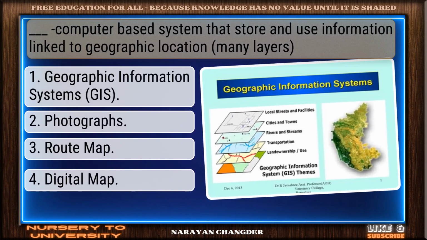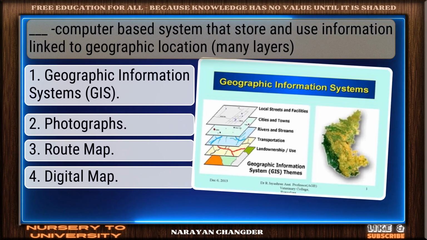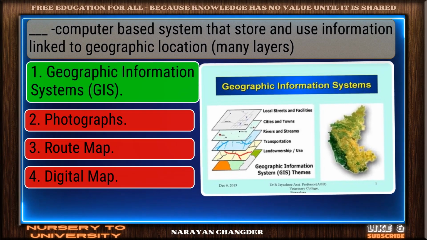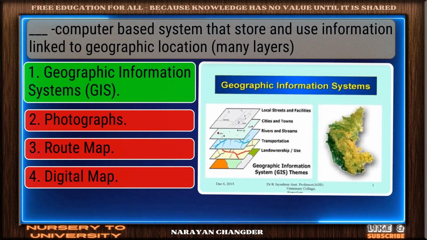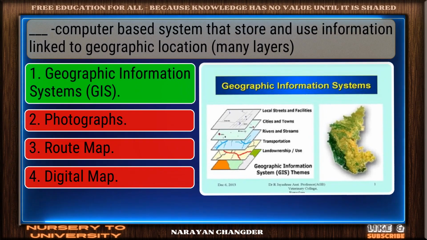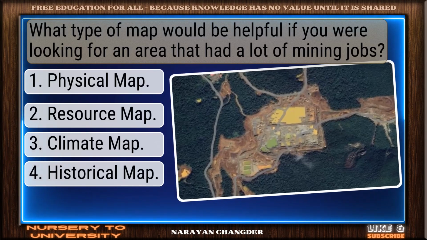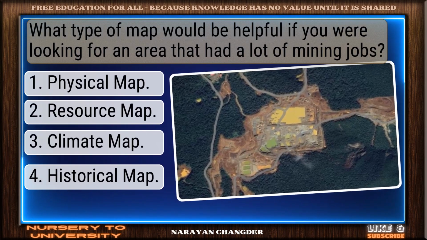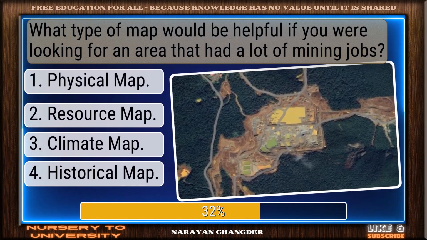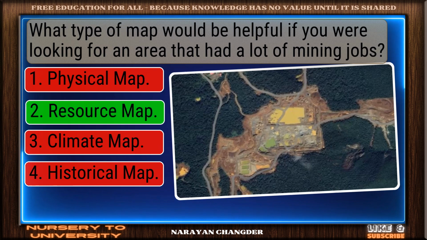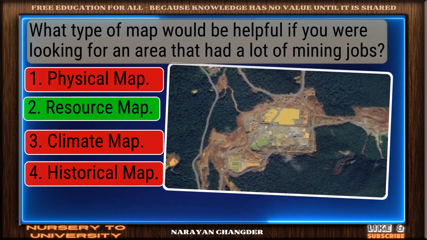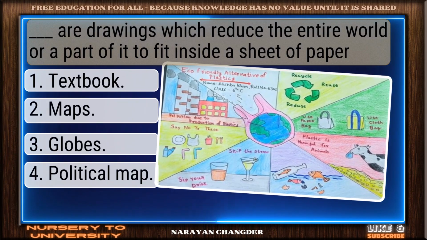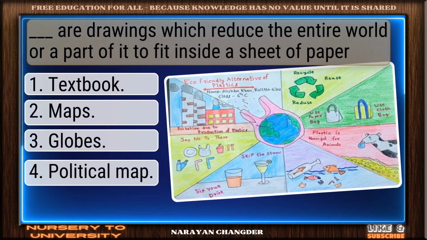Dash is a computer-based system that stores and uses information linked to geographic location. Right again. Geographic information systems is a valid answer. What type of map would be helpful if you were looking for an area that had a lot of mining jobs? Strong choice. Resource map is the right answer. Dash are drawings which reduce the entire world or a part of it to fit inside a sheet of paper.